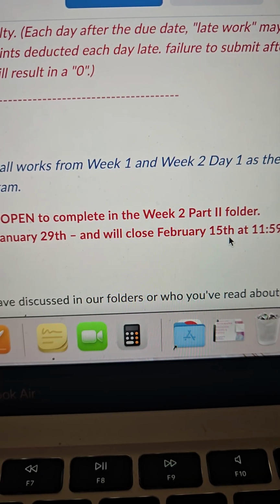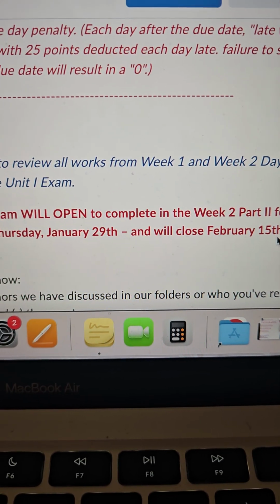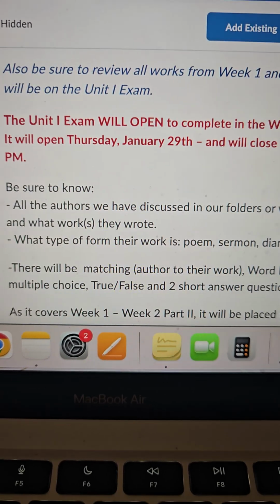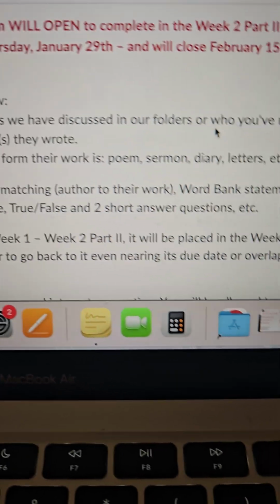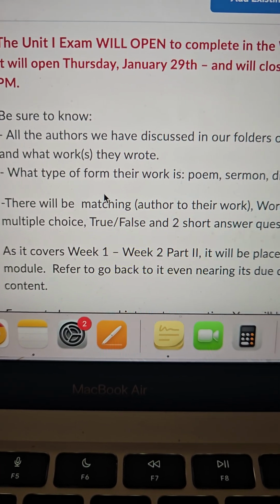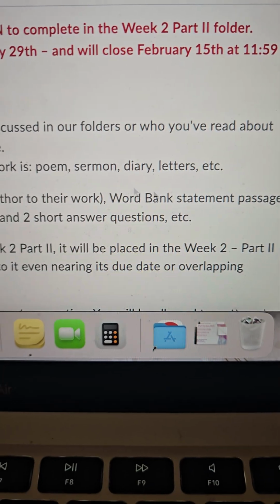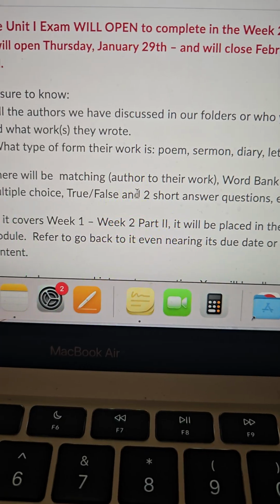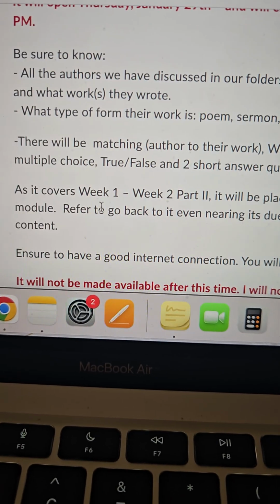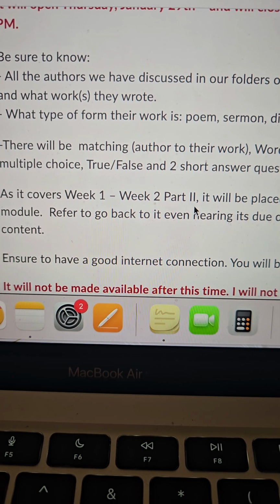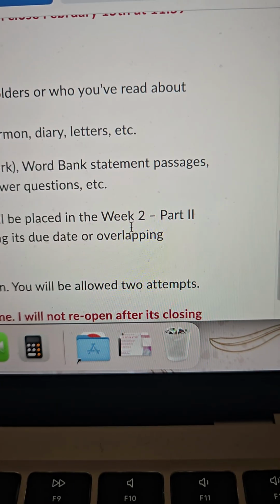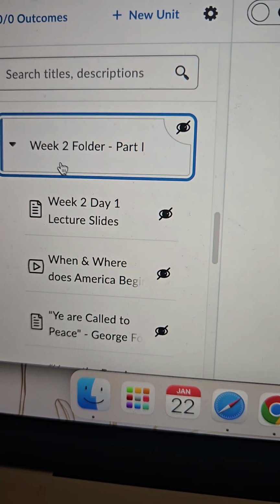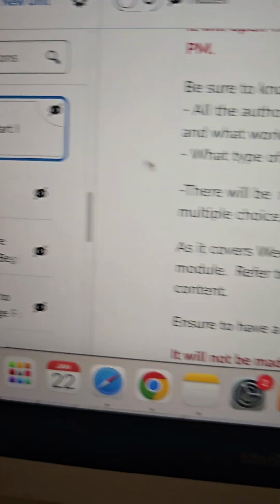So that is a good stretch for you to continue in that Unit 1 exam. Because it's an online exam, I give you more than plenty of time to continue it. Be sure to know the following things. The authors that we've discussed in our folders as they are given, what type of form of their work, poem, sermon, diary, letters, etc. There will be matching, author to the work, word bank statements, true, false, short answer, a typical exam online. It covers only week 1 through week 2, part 2. It will be placed in the week 2, part 2 folder. So when you go to these modules, you'll find the Unit 1 exam in the week 2, part 2 folder.